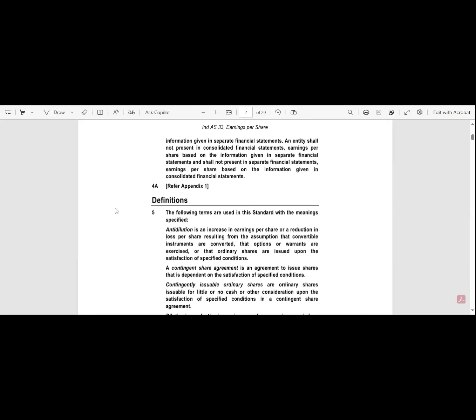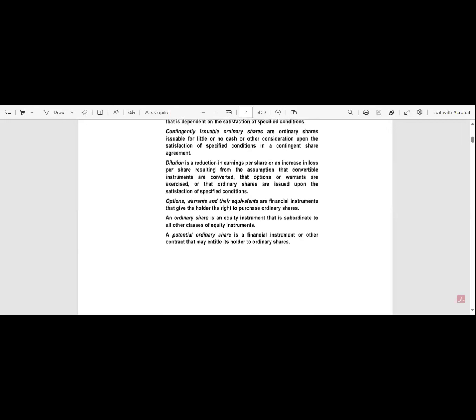What is meant by anti-dilution? Anti-dilution is the reverse of that. That means we convert the shares into other financial instruments like bonds, warrants, options. So anti-dilution is an increase in earning per share or reduction in the losses per share resulting from the assumption that convertible instruments are converted, that options or warrants are exercised. When the companies buy back the shares, at that time we see anti-dilution.